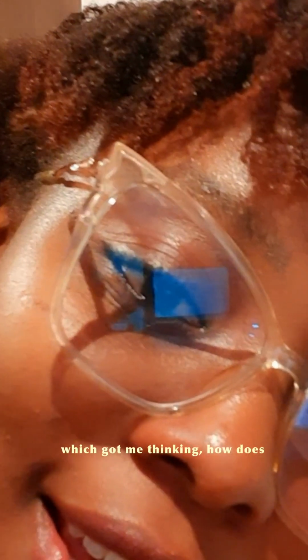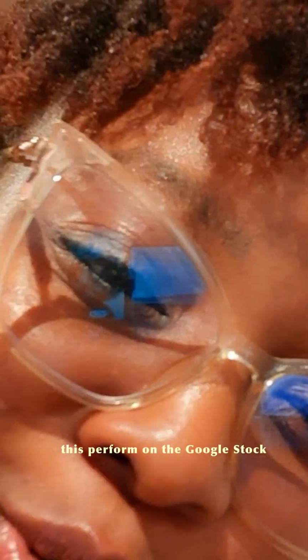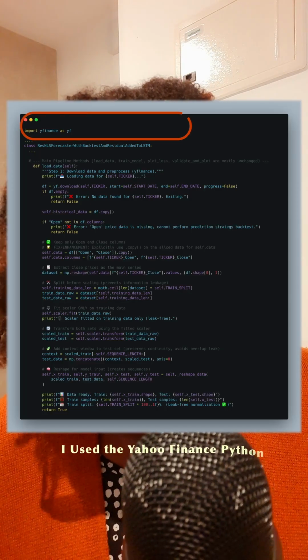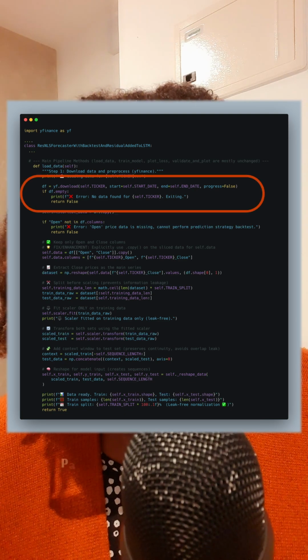So it got me thinking, how does this perform on the Google stock? You know, Google, Alphabet, Gmail, Google Photos, that company. Step 1, get the data. I use the Yahoo Finance Python package.